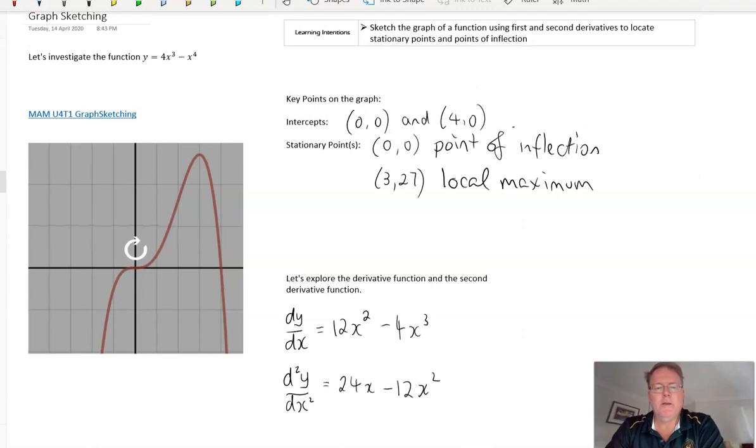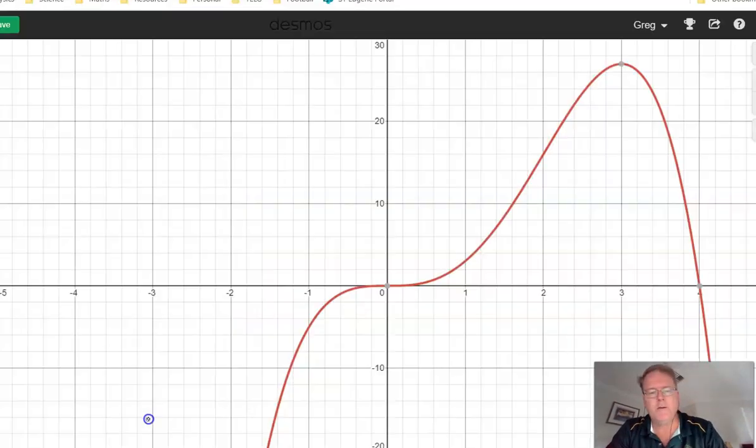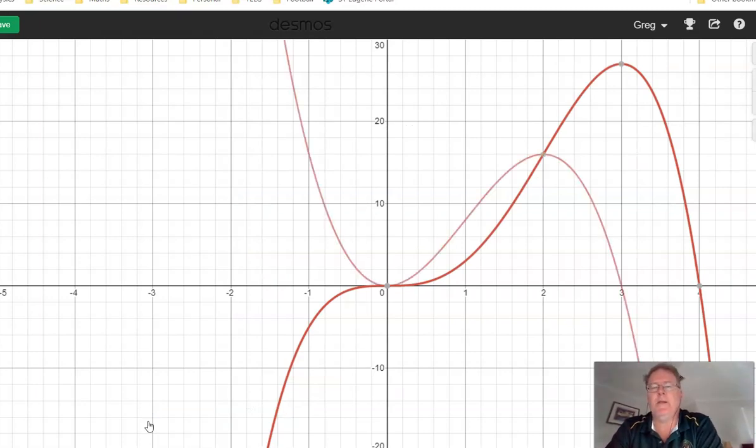Let's have a look at the behaviour of our derivative function and see if we can explore a little of what we can see there. So I'll pull my graph back up. There's my original function. Let's put the derivative on. So there is the derivative function.